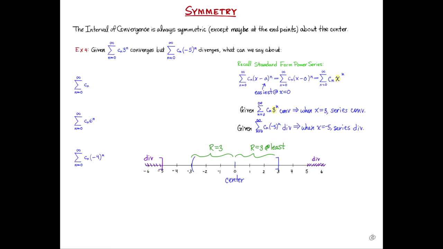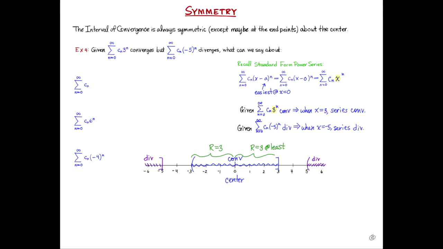Because symmetry doesn't always hold at the endpoints, though, we don't know whether our series converges or diverges at 5, which means we'll put an open parenthesis at 5. We know that whenever our x value falls between -3 and 3, our series will converge. And whenever the x value is greater than 5 or less than or equal to -5, our series will diverge. So now we have enough information to answer this question.